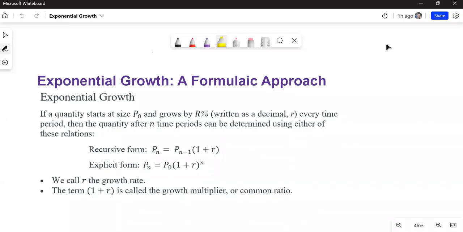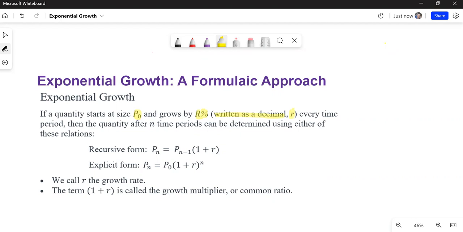In this video, we're going to take a further look at exponential growth, but we're going to use a formulaic approach. So here is just the generalized way that we can take a look at this. If a quantity starts at size P sub 0, or P naught, that will just be the way that we represent our initial population, and it grows by some percent written as a decimal. Remember, we're going to convert these to decimals. And we're going to use the letter lowercase r every time period.